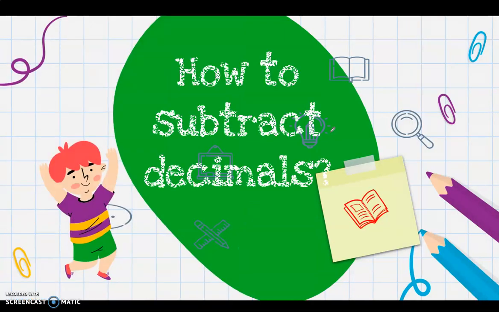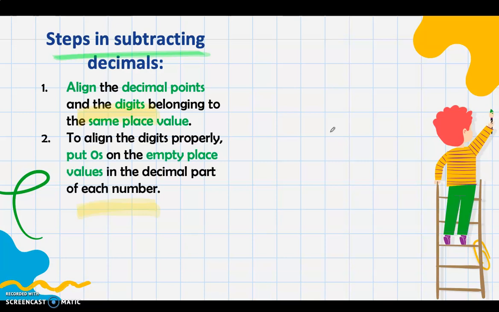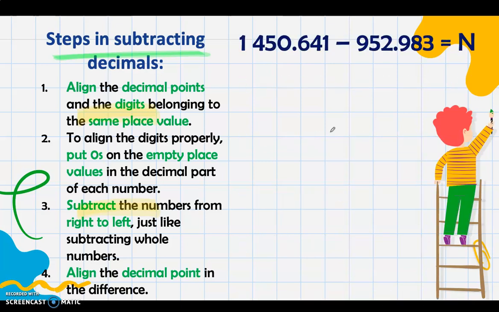How about when you subtract decimal numbers? In subtracting, you still align the decimal point and the digits belonging to the same place value. To align the digits properly, put zeros on the empty place values in the decimal part of each number. Then subtract the numbers from right to left, just like whole numbers. Then align the decimal point in the difference. The difference is the answer in subtraction. So let's align this. We have 1,450.641. Then you subtract 952.983 from it.